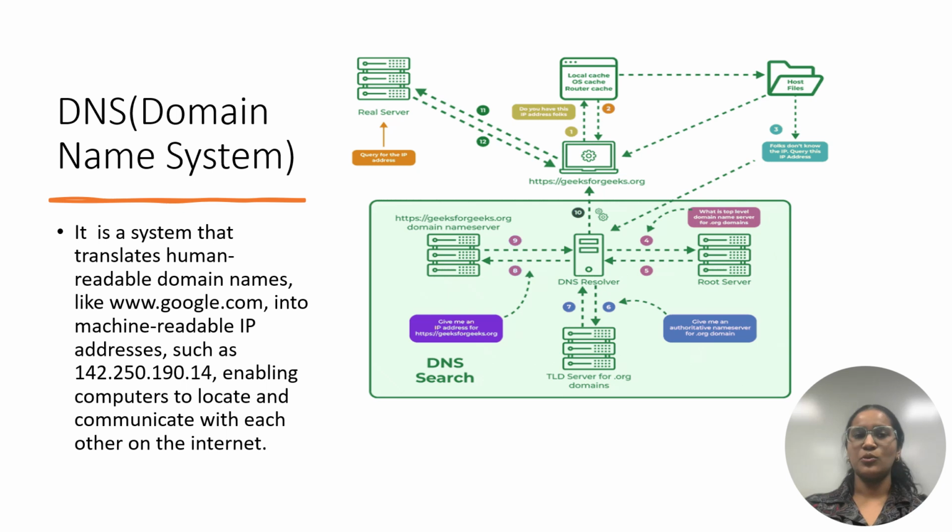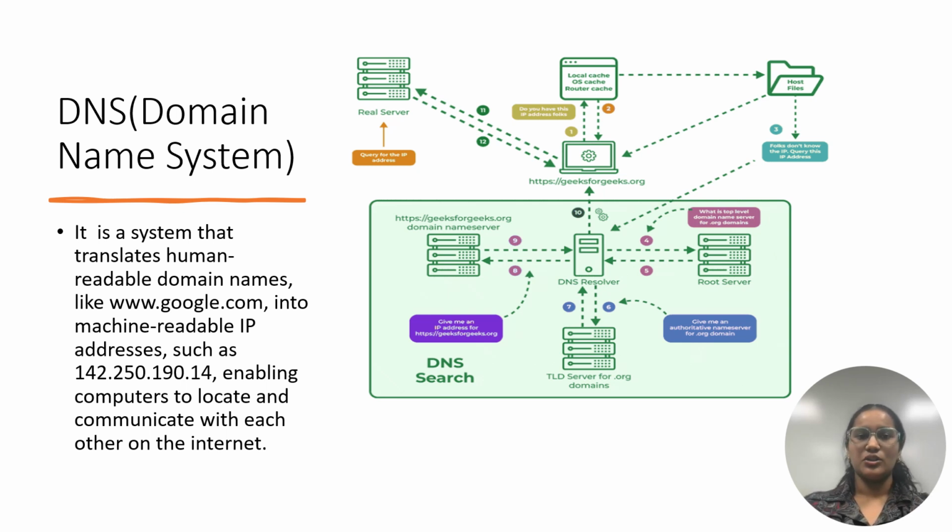Now comes the most important topic, DNS, the Domain Name System. The Domain Name System is a naming system for resources on the internet. It translates human-readable domain names, for example, www.google.com, into machine-readable IP addresses, for example, 192.168.1.1.